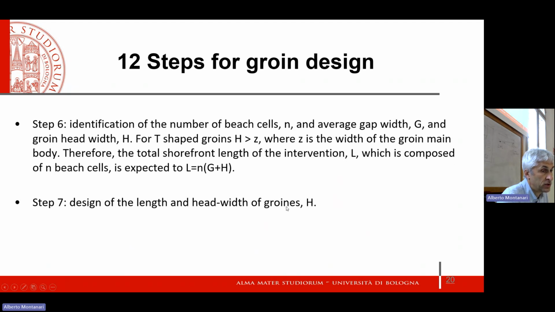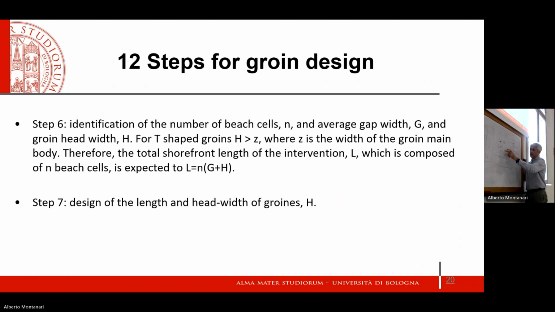And now you have to decide the length of the groin and the head width H. Okay, and how do you design this? With the lambda rule. So you have fixed the new low water shoreline, and therefore you then decide, okay, if this is the current beach and you want to put the new low water shoreline here, then you may decide, okay, let me just fix the groin here and another here. So you can make an assumption. You can make a trial and error procedure, and then you apply the lambda rule.